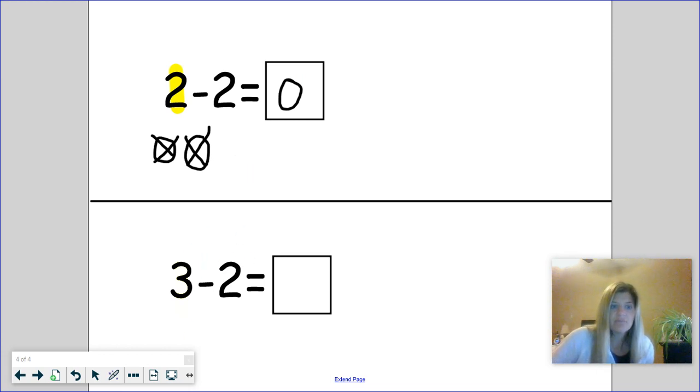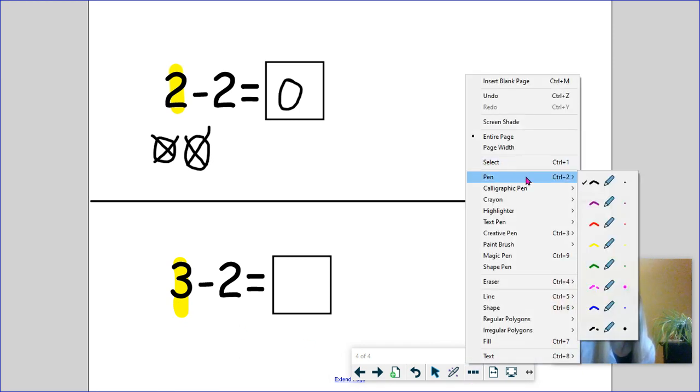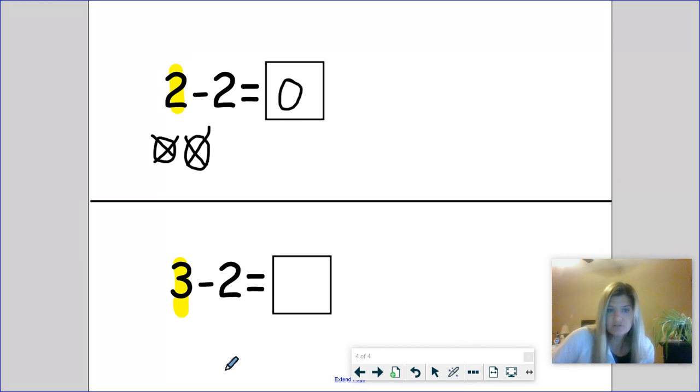Now I'm going to be looking at the next problem. The first number, which is highlighted in yellow, is the number 3. So I'm going to draw how many circles? 3 circles. 1, 2, 3. Then I look at the second number because it's 3 minus 2. And that 2 tells me I have to cross out 2 circles. 1, 2. How many circles do I have left? 1. So I write the number 1.